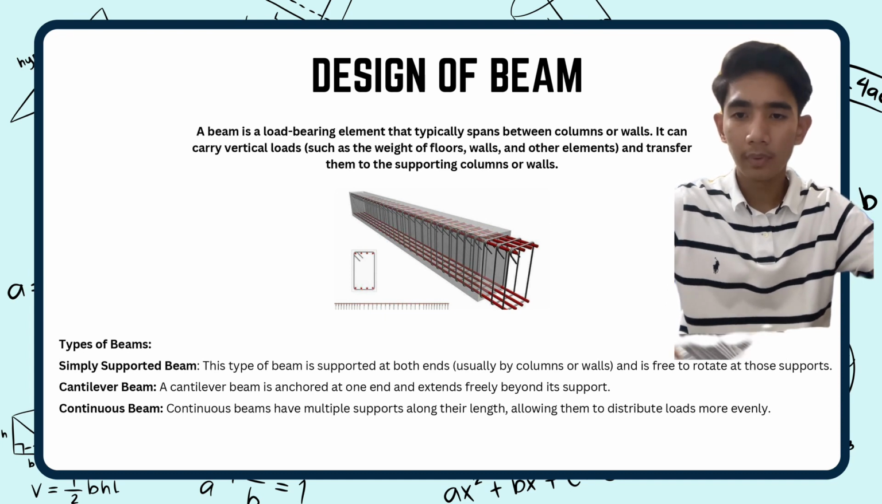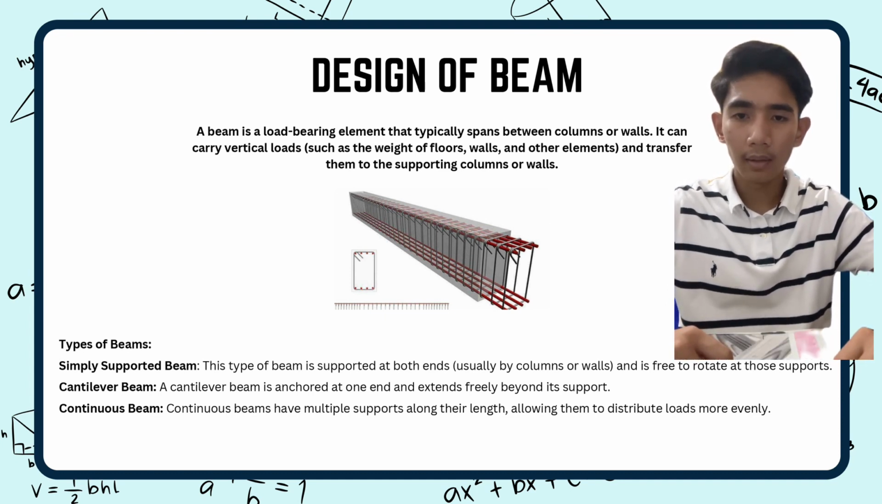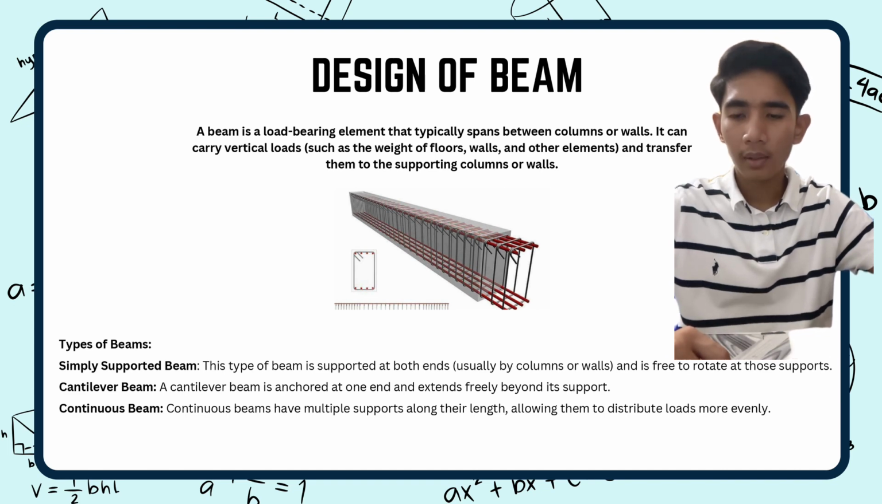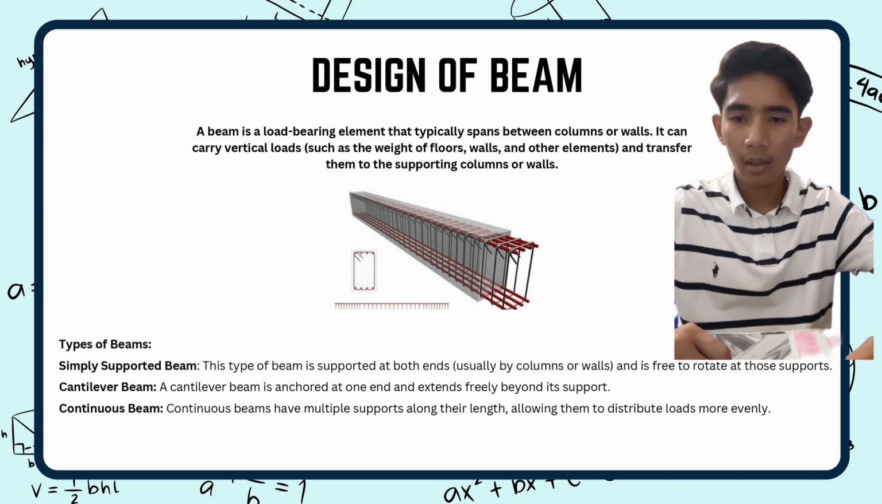Design of beam. A beam is a load-bearing element that typically spans between columns or walls. It can carry vertical loads such as the weight of floors, walls, and other elements, and transfer them to the supporting columns or walls. Types of beam. Simply supported beam. This type of beam is supported at both ends, usually by columns or walls, and is free to rotate at the two supports.